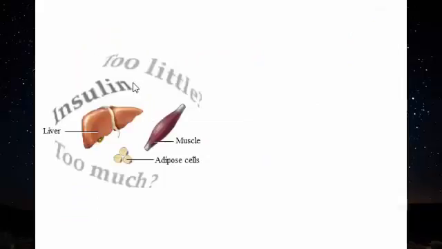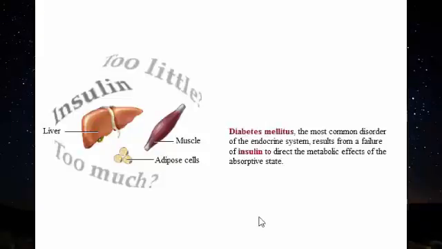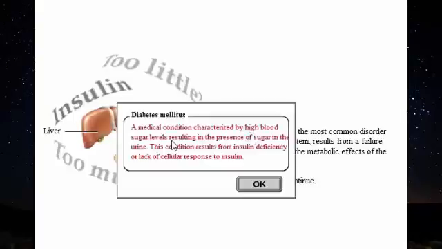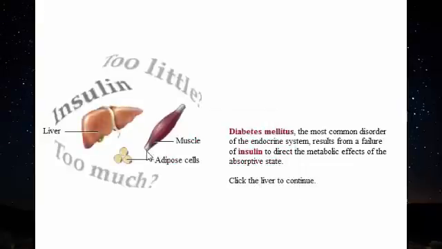One way that scientists learn about the endocrine system is to observe the symptoms of patients who suffer from diseases that alter hormone secretion. Diabetes mellitus, the most common disorder of the endocrine system, results from a failure of insulin to direct the metabolic effects of the absorptive state. Click the liver to continue.